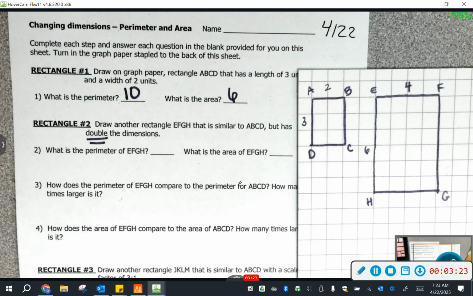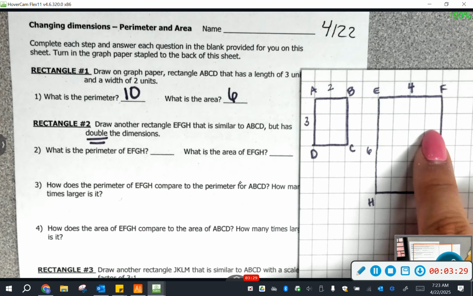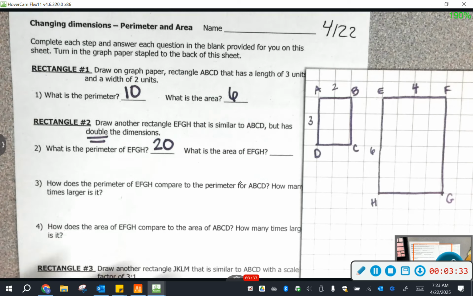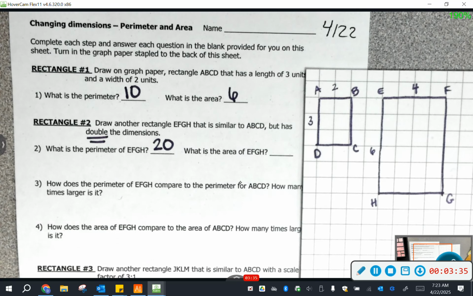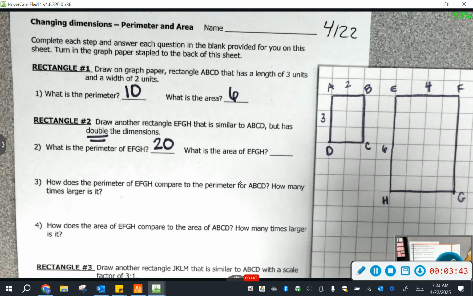What is going to be my perimeter now? What is 6 plus 4? Plus 6 plus 4? 20. My new perimeter is 20. What about my new area? What is 6 times 4? 24.